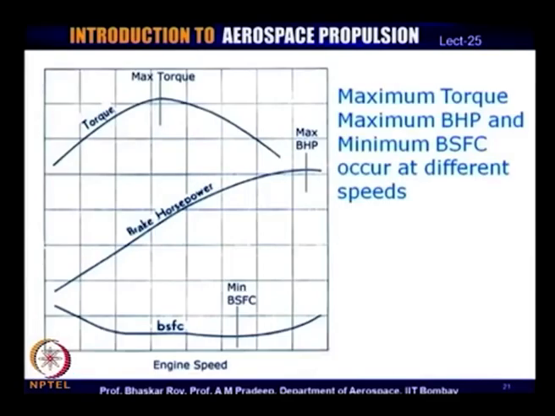So, we see now that maximum torque operates at some speed, maximum power operates at another speed, and minimum BSFC happens at a third speed. So, we have 3 different speeds, and this is true of most engines, all kinds of IC engines that power the aircraft power plant. And this is what an engine operator will have to quickly figure out and apply his engine control to operate.